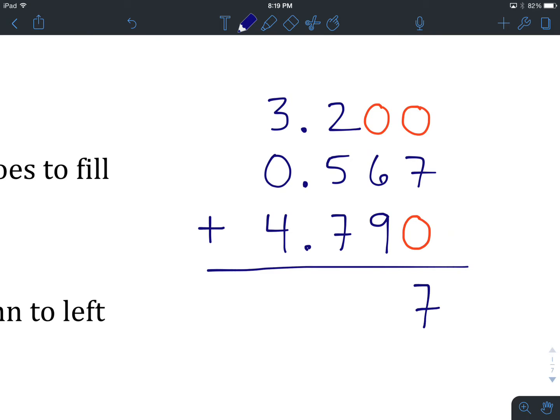That's going to be hundredths. I'll just do a quick highlight through that. That's what we're going to be adding up now. We have 0 plus 6 plus 9 is going to give us 15.